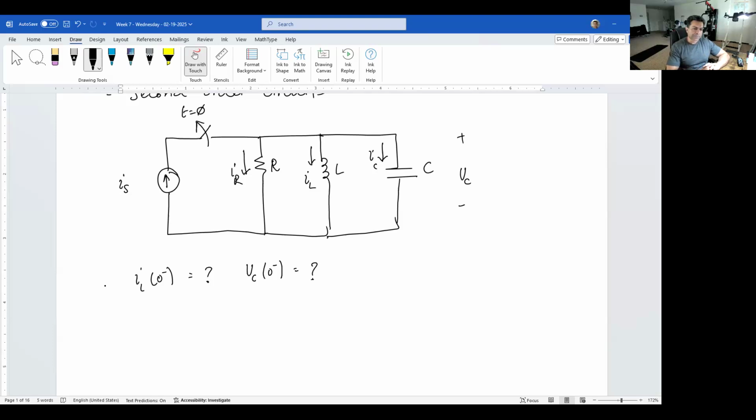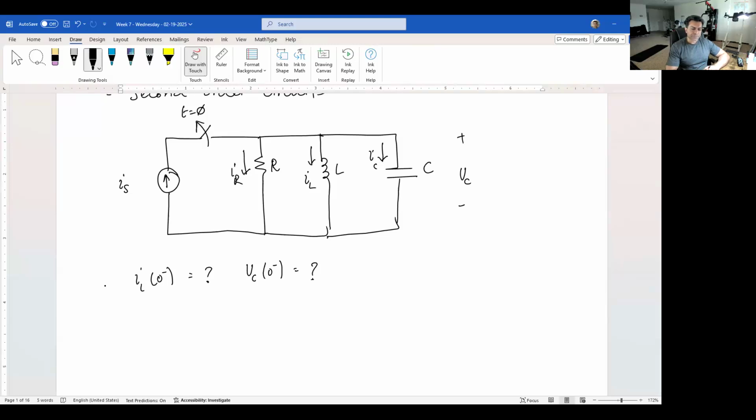In RL circuits, the initial condition that we used was the initial value of current just before the change happens, because that current value does not change just after the change happens. IL0 negative is equal to IL0 positive. And similarly, in RC circuits, VC0 negative is equal to VC0 positive.